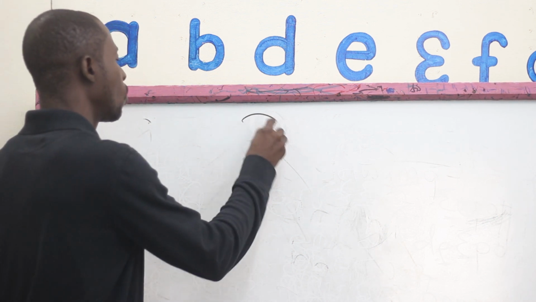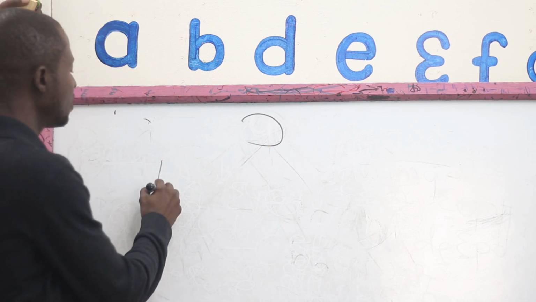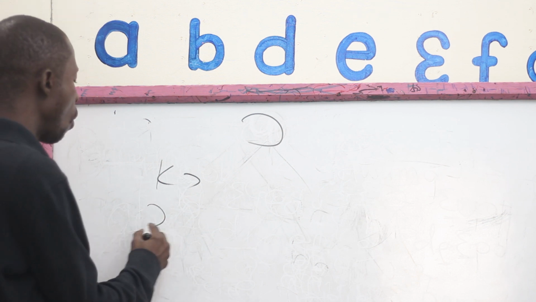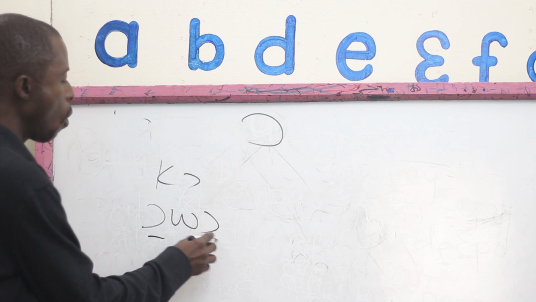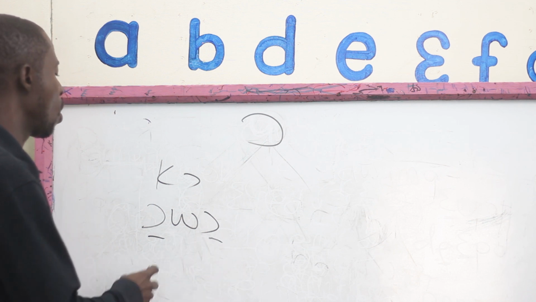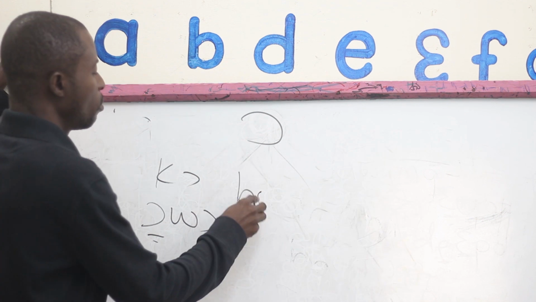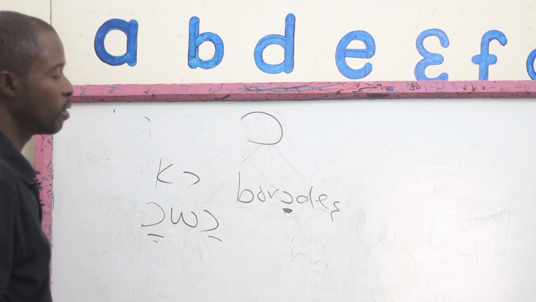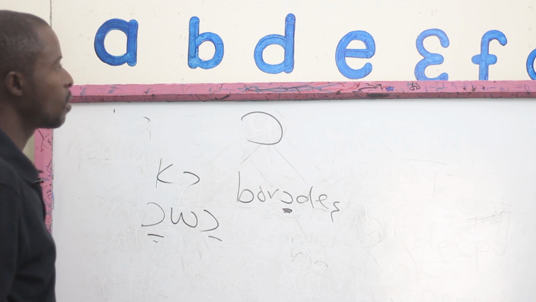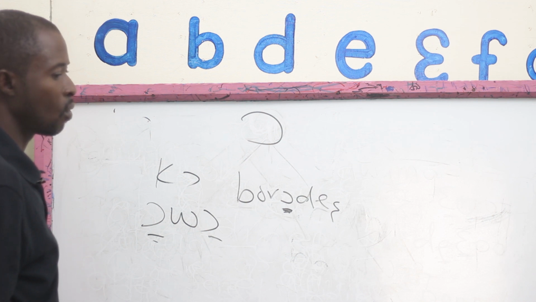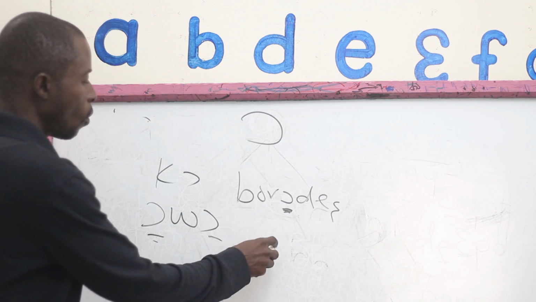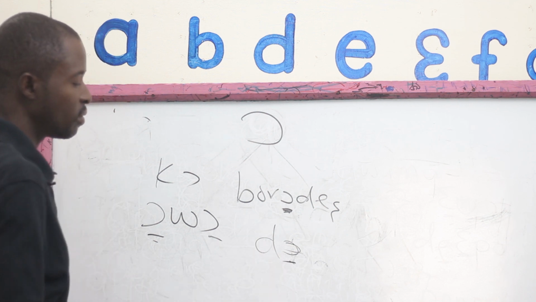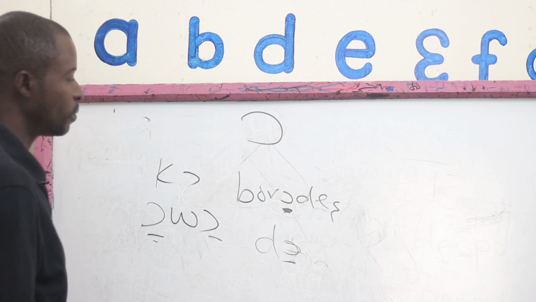This O sound, as in ko, to go. Ko. Owo, as in snake. Owo. Brodo, as in plantain. Do, as in to weed or to laugh. Do.